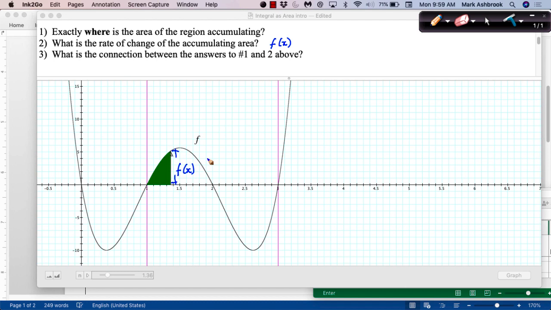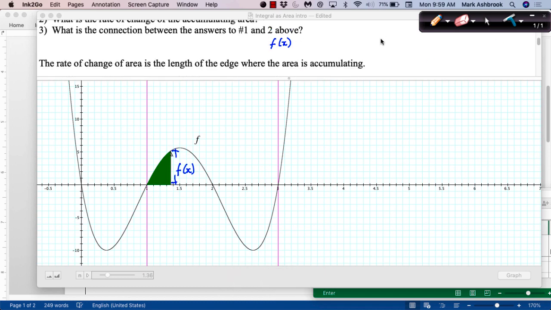Okay? So the amount of accumulation that occurs, or the rate at which accumulation is occurring, is the length of the edge. The rate of change of area is the length of the edge where the area is accumulating. That length at the right side, and that's the value of the function. Super important. You see that, right? So whatever that length of that edge is, where it's accumulating, that value is the rate of change.